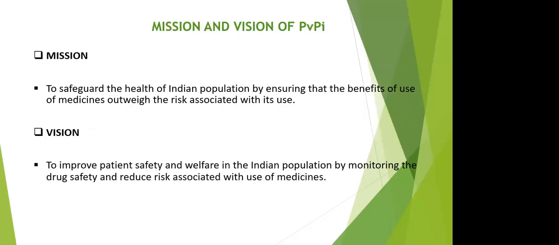So, the mission and vision of PVPI. The mission is to safeguard the health of the Indian population by ensuring that the benefits of the use of medicines outweigh the risks associated with their use. The vision is to improve patient safety and welfare in the Indian population by monitoring drug safety and reducing the risk associated with the use of medicines.